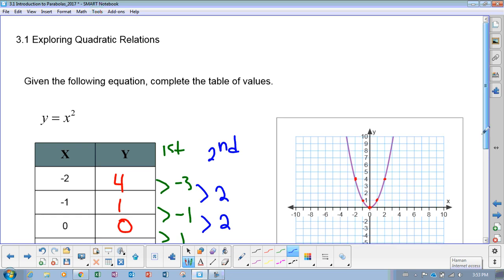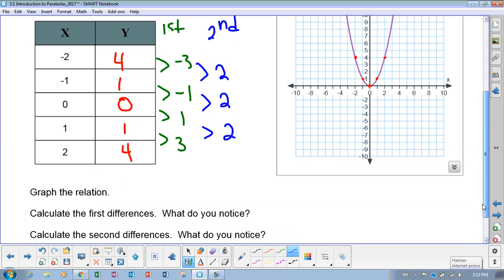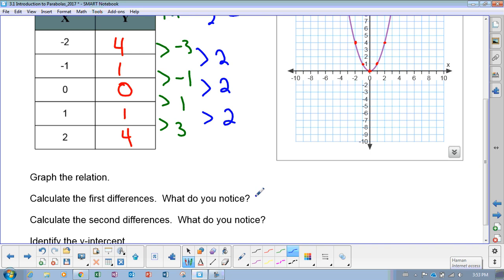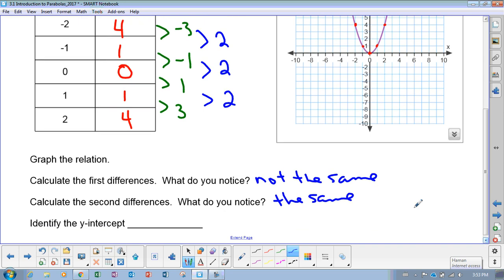When I scroll down, so calculate the first differences, we did that. What do you notice? They are not the same. The second differences, what do you notice? They are the same. And then the final question is identify the y-intercept. So the y-intercept is where it's touching the y-axis. So that value is 0, 0. Okay, so that's one. Let's do another one.